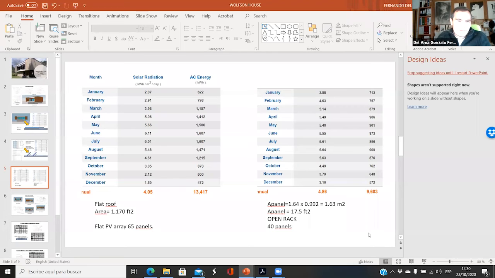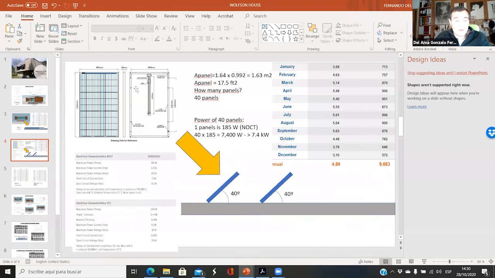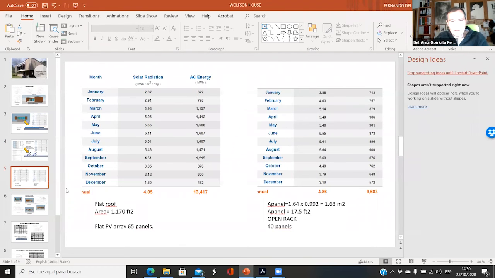The efficiency, I mean, the panel is the same. So if we're talking about the panel efficiency, it's the same because we are using the same panel for this option and for the second option. Okay, so efficiency, it's not. We have to talk about the production.